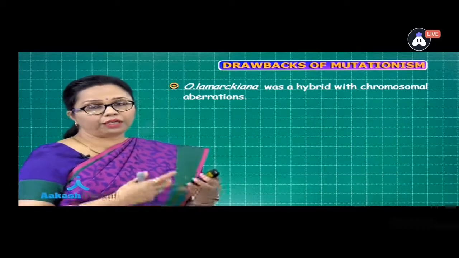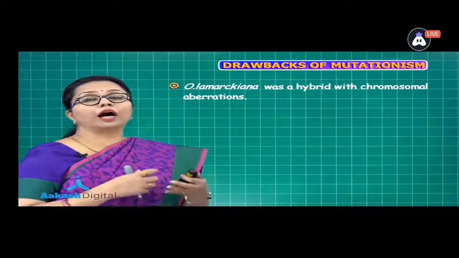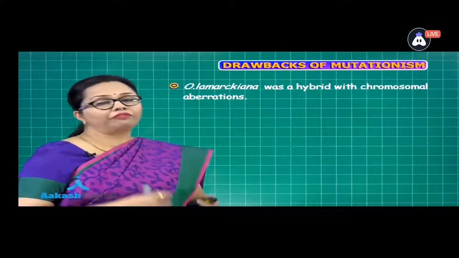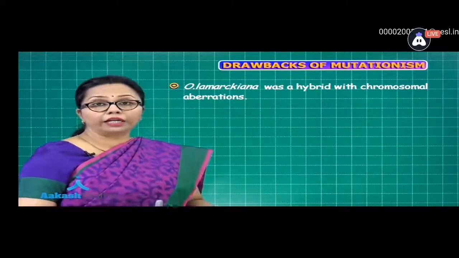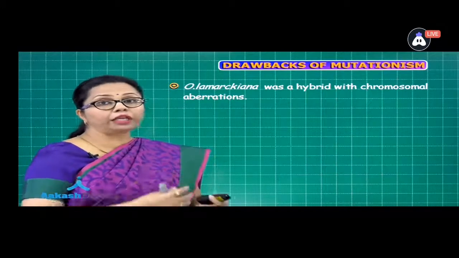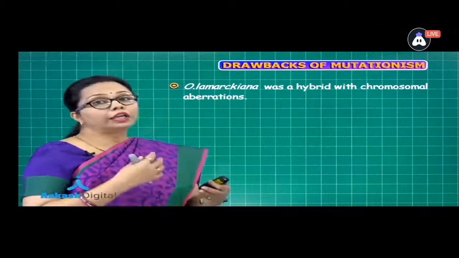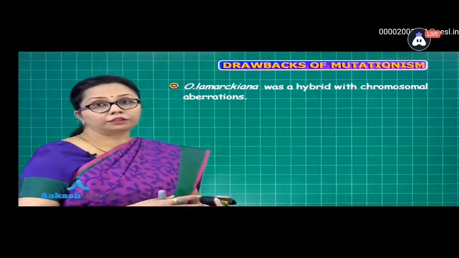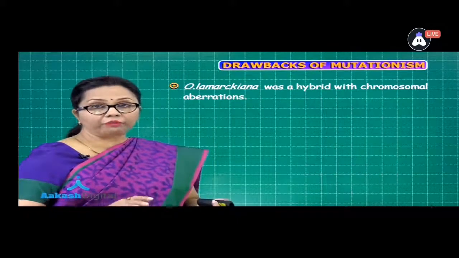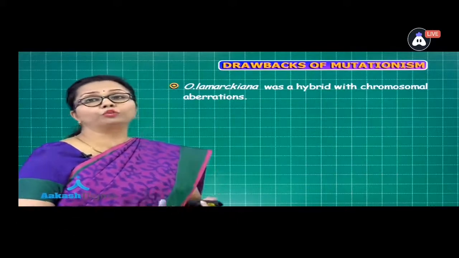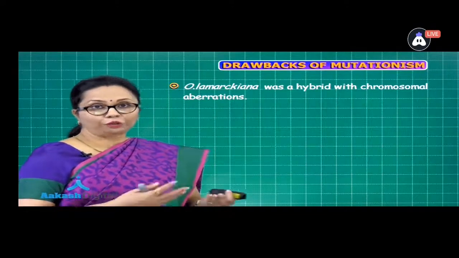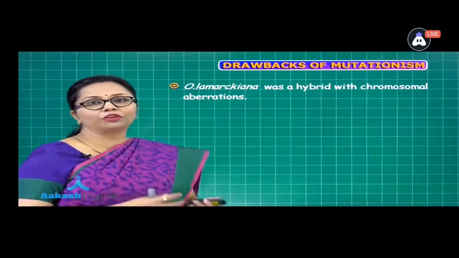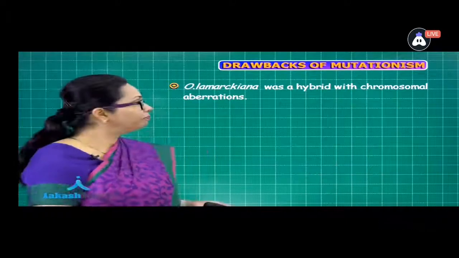Taking up some of these drawbacks, the first and foremost is that the plant on which De Vries experimented, that is Oenothera lamarckiana, was a hybrid with chromosomal aberrations. So the results were never the same. You must have studied in genetics that Mendelian ratios are constant whenever the same experiment is conducted. But with De Vries's experiment, the results were never the same because this plant was not a true breeding plant. Anyway, he got the source of variation even though he experimented on the wrong specimen.